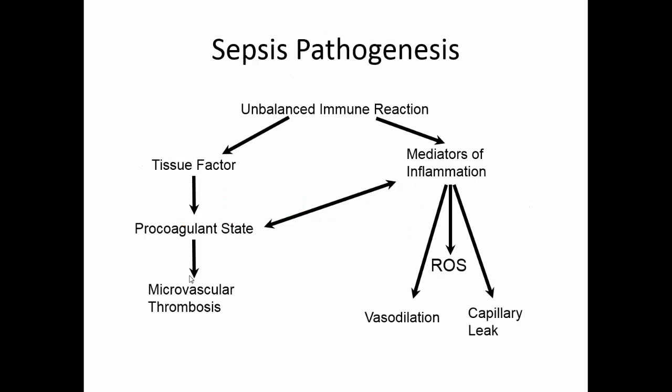How does this happen? So you have an imbalanced or unbalanced immune reaction to infection. This leads to lots of mediators, but the bottom line is you end up with microvascular thrombosis, which obviously is bad, vasodilation, and capillary leak. So you can imagine what would happen here. You get clotting of small blood vessels, you get dilated blood vessels, and you get swollen up from capillary leak. So this would typically lead to low blood pressure if it continues for a length of time.